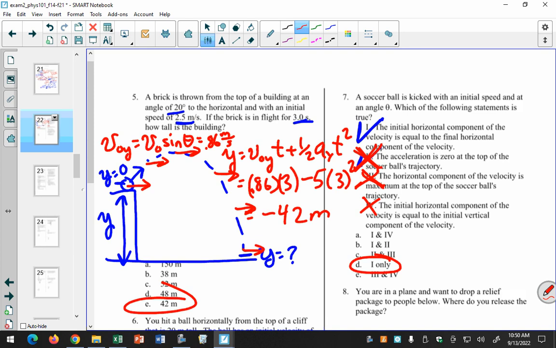When would the initial horizontal component be equal to the initial vertical component? Under what circumstances? Only one circumstance. That's right, Austin, 45-degree angle. Brianna, that's right. It's 45 degrees.